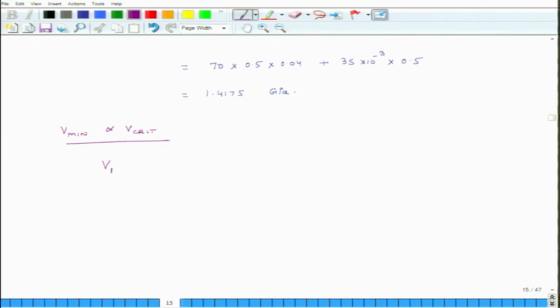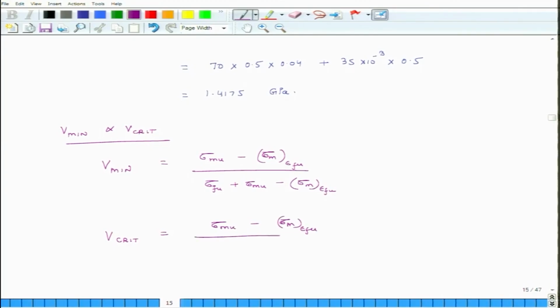Now, let us write down the relations. Vmin is equal to sigma Mu minus sigma M evaluated at the breaking strain of the fiber, divided by sigma Fu plus sigma Mu minus sigma M at the breaking strain of the fiber, and Vcrit is equal to sigma Mu minus sigma M at the breaking strain of the fiber, divided by sigma Fu plus sigma Mu minus sigma M, where this is sigma Fu.